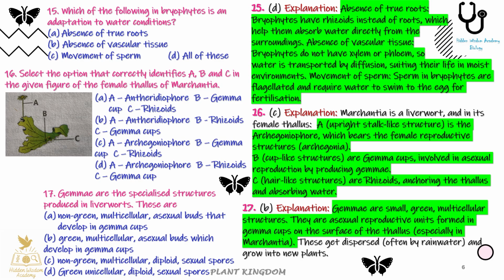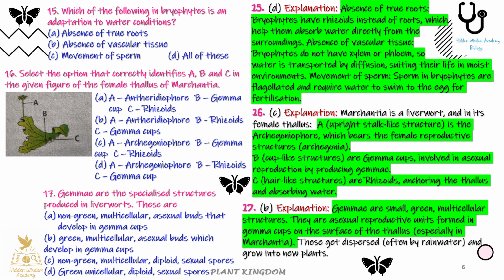Explanation: option A is absence of true roots. It is correct because bryophytes have rhizoids instead of roots, which help them absorb water directly from the surroundings. Option B is absence of vascular tissue is true because bryophytes do not have xylem or phloem, so water is transported by diffusion, suiting their life in moist environments. Option C is movement of sperm is true because sperm in bryophytes are flagellated and require water to swim to the egg for fertilization. So, option D is the correct answer.